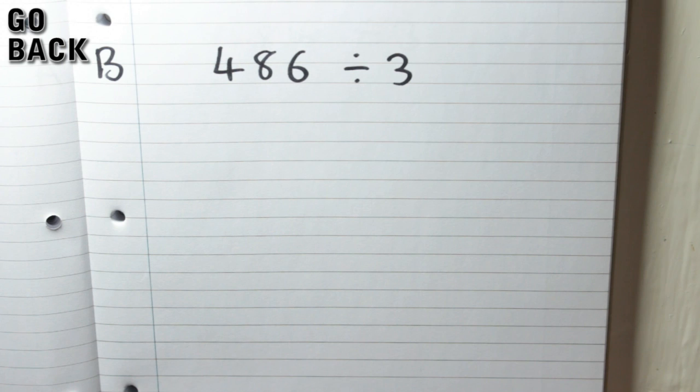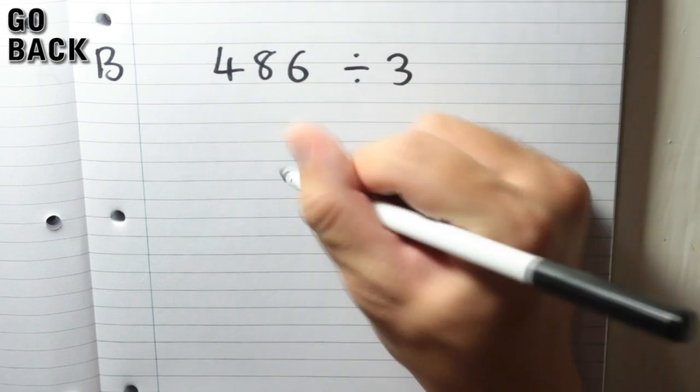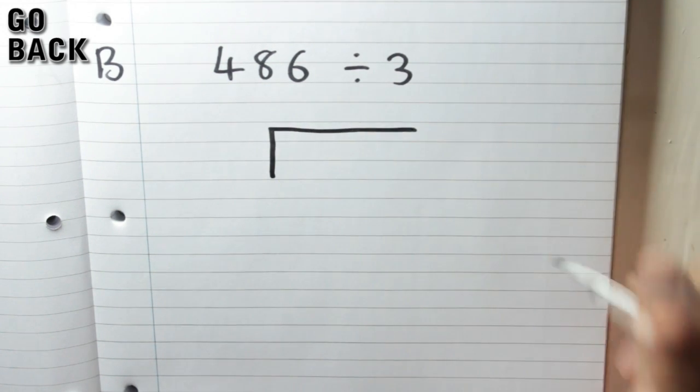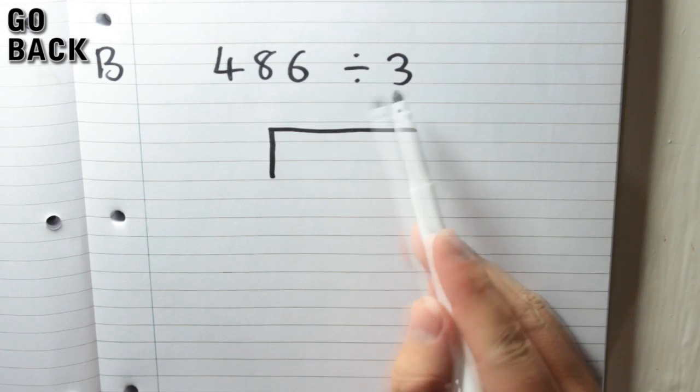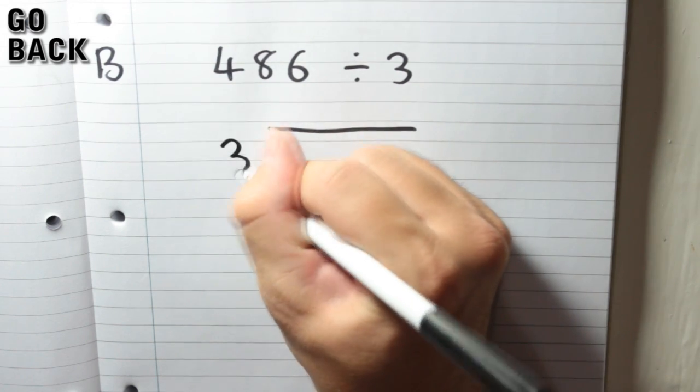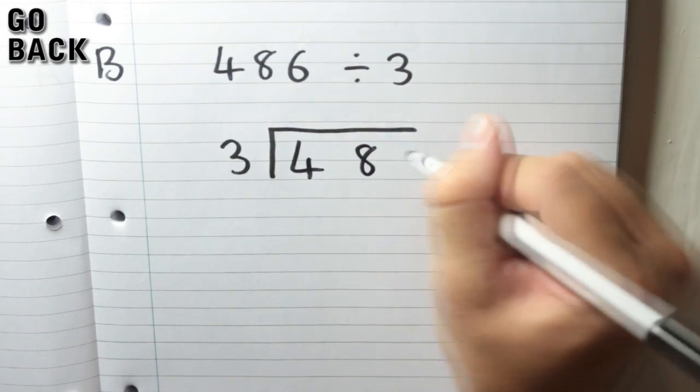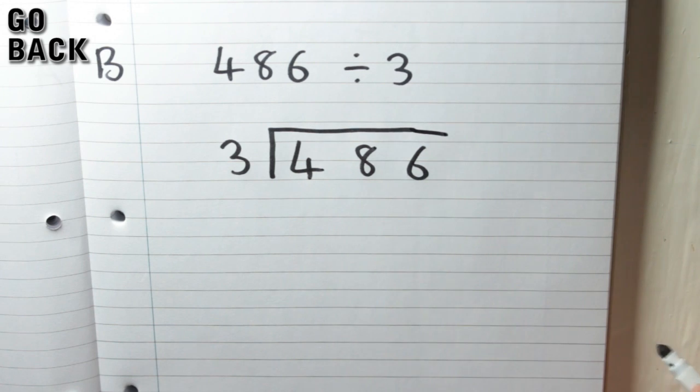Question B, again the bus stop method. The numbers should divide exactly, but there will be some carrying. So first, we draw our bus stop again. The number we're dividing by, the 3, goes at the start. 486 will go inside the bus stop.